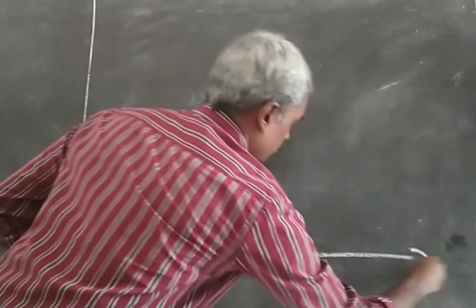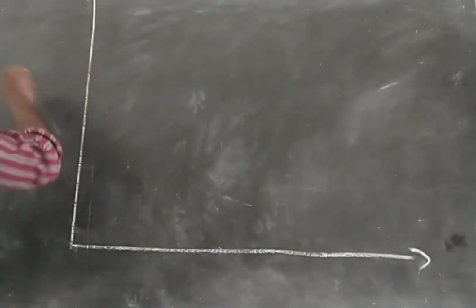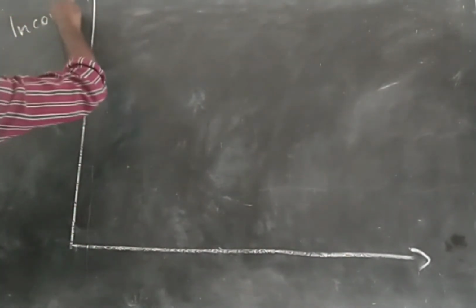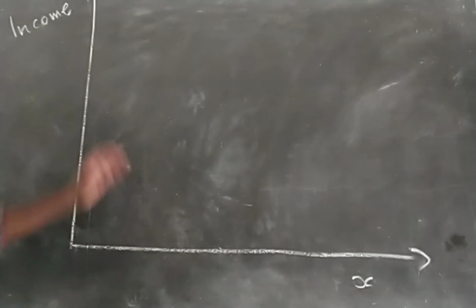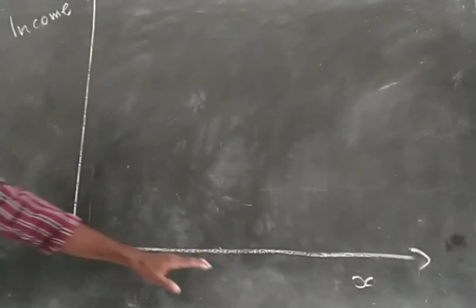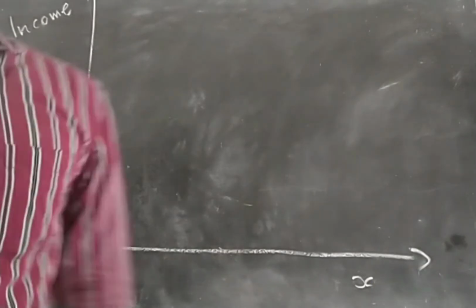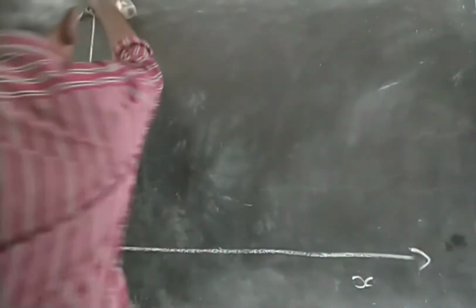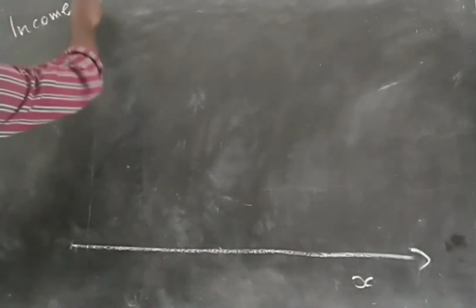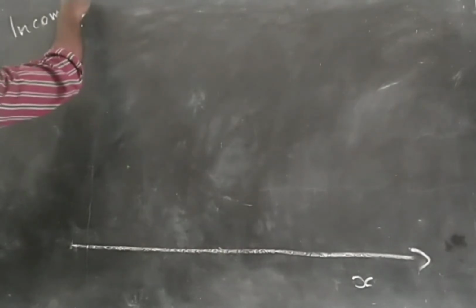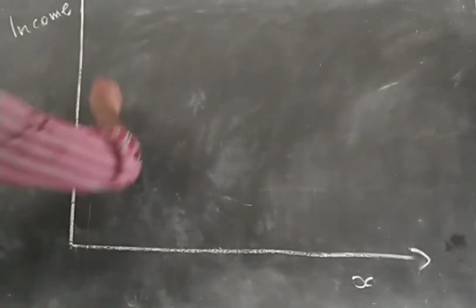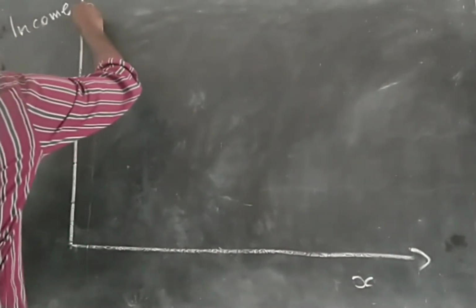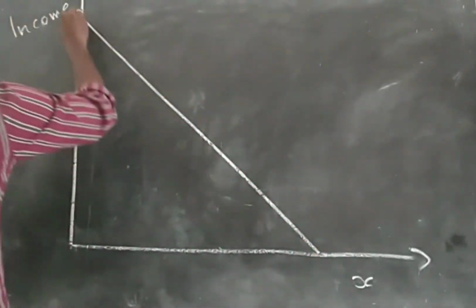So this is our familiar diagram in which we measure income on the y-axis and commodity X on the x-axis. It is quite different from our earlier analysis in which we had commodities on both axes. But here we have income on one axis and commodity X on the other axis. This is our familiar budget line, which we name as BL.